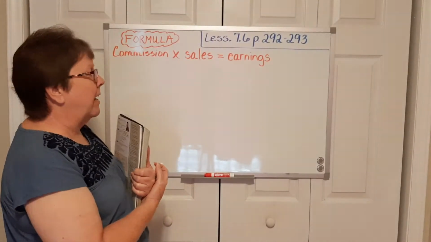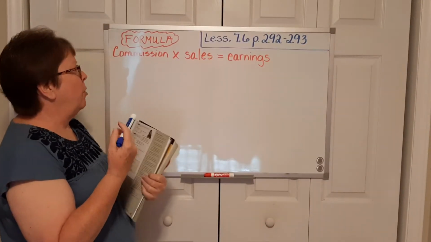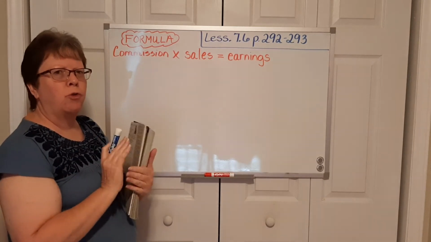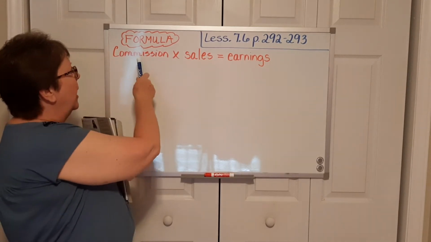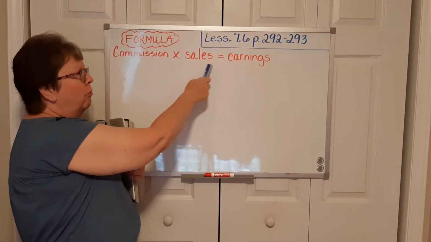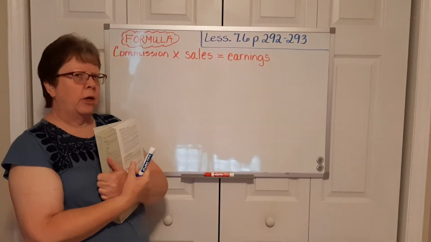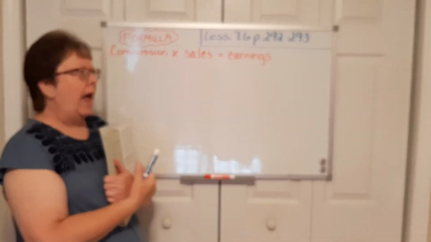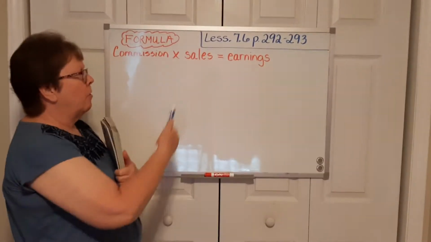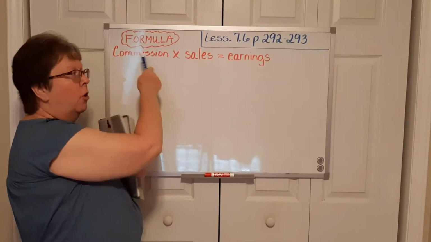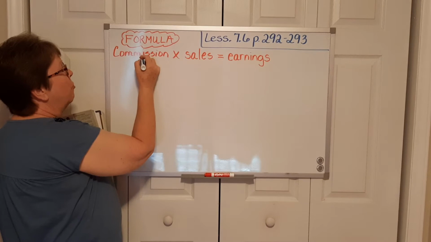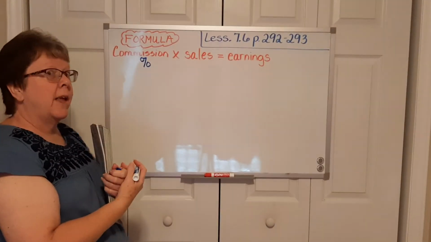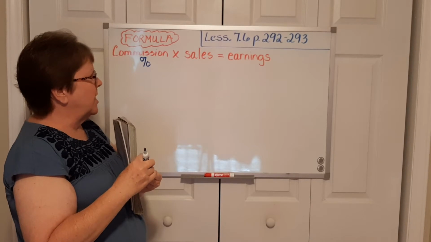Here's a very important formula that if you have this in front of you when you're doing your problems, you should do very well. Commission times sales equals earnings. People who work in sales receive a commission on what they sell. Commission is going to be a percent, and it's percent times your sales, and that will equal how much you earn.